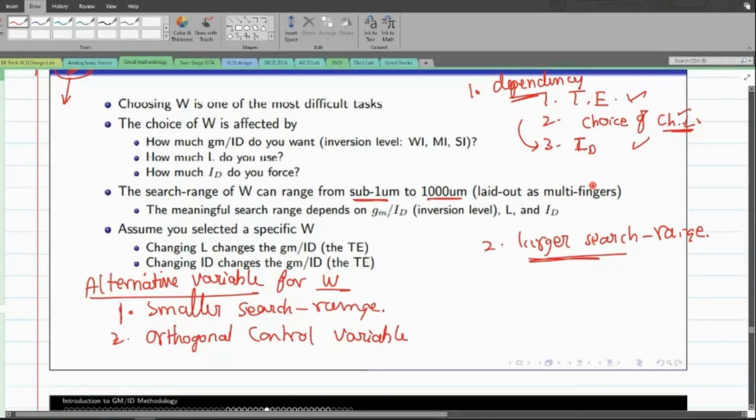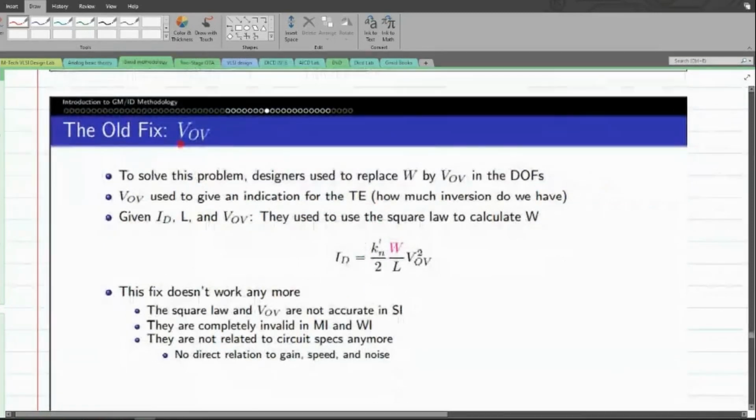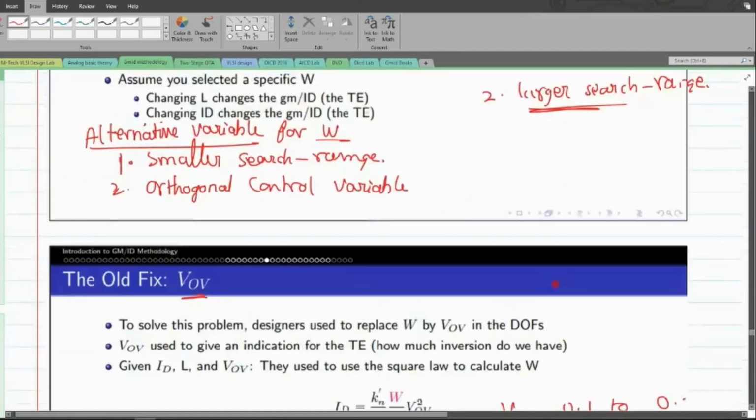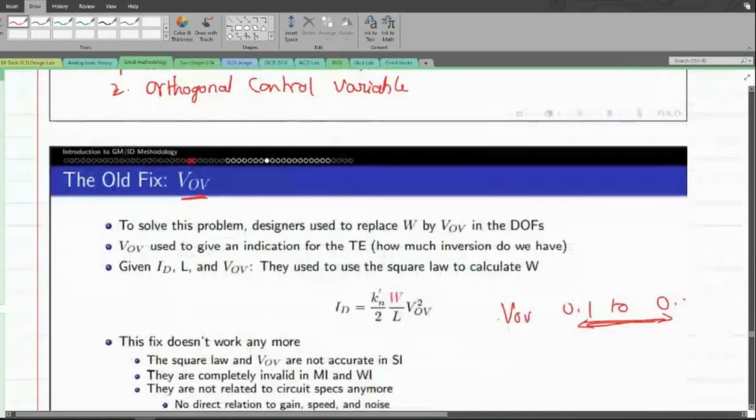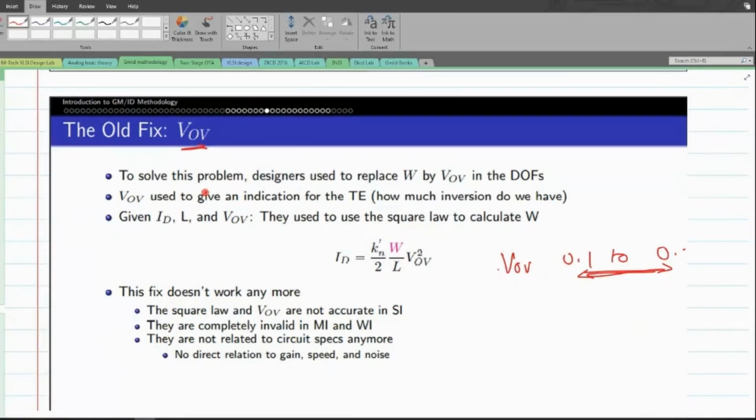One such variable that was used previously when they were using the square law model is this VOV. The fix for this width was VOV. The VOV can range from 0.1 volt to a maximum of 0.5 or whatever the range. What I'm trying to say here is that the value of this VOV falls within a small range. So point number one is satisfied when I fix that. The point number two is that I want this variable VOV to be orthogonal to other variables. Again, VOV addresses this issue, so the VOV can be chosen independent of the other variables.